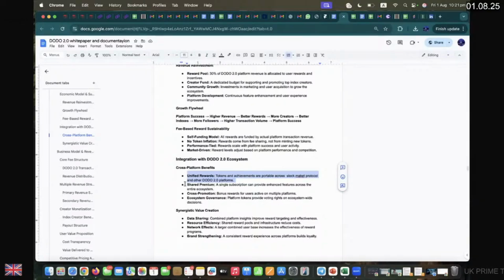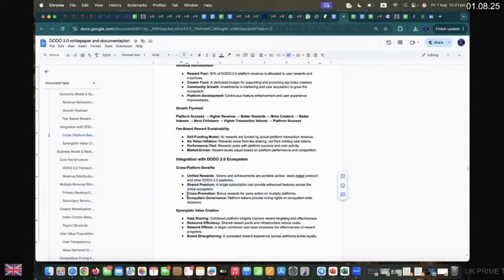Shared premium. A single subscription can provide enhanced features across the entire platform. So if you have taken a subscription for the crypto index trading model, you will automatically get limits to trade with the stock market protocol by default. So you will get the access through single subscription.